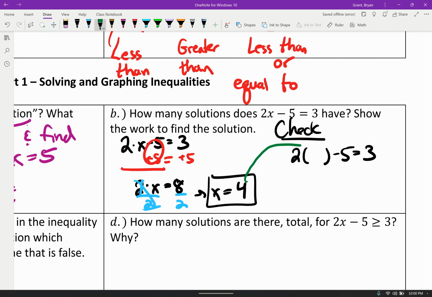Okay, let's try 3. If we try 3, 2 times 3 is 6. 6 minus 5 is positive 1. Is 1 greater than or equal to 3? Well, it's not greater. It's not equal to. So this one is not a solution. It didn't work for either the greater or the equal to, and so we're out of luck.